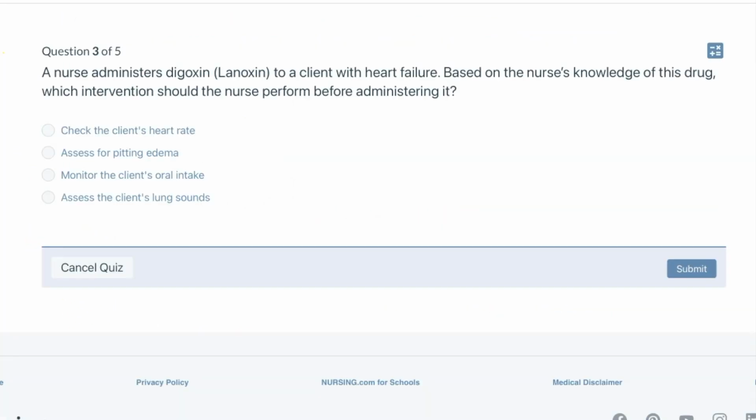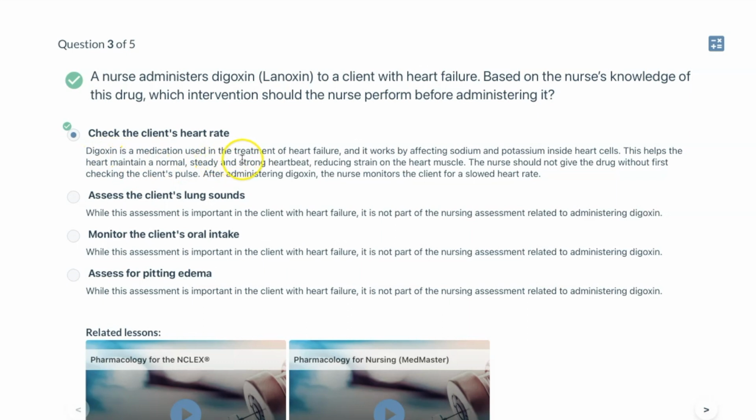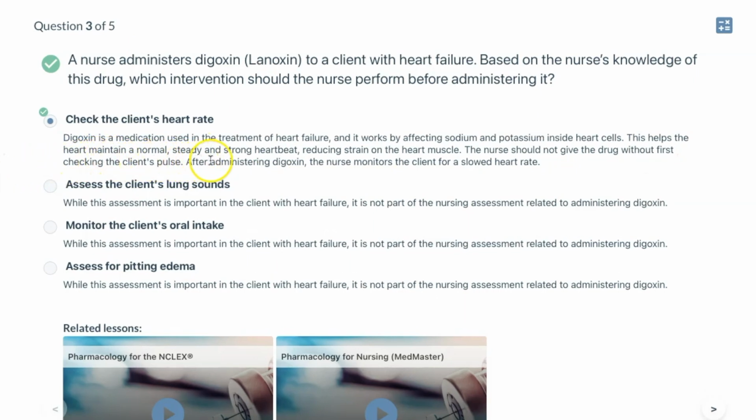A nurse administered digoxin, Lanoxin, to a client with heart failure. Based on the nurse's knowledge of this drug, which intervention should the nurse perform before administering it? Check the client's heart rate, assess for pitting edema, monitor the client's oral intake, assess the client's lung sounds. Digoxin helps treat heart failure, and it increases the contractility of the heart. It helps the heart maintain a normal, steady, and strong heartbeat and reduces strain on the heart muscle. The nurse should not give the drug without first checking the client's pulse.